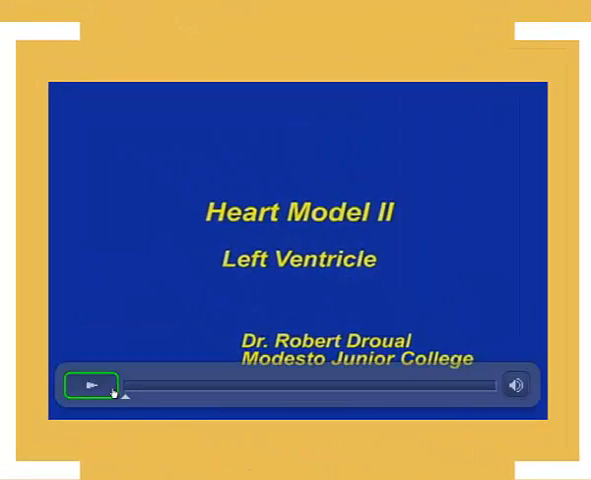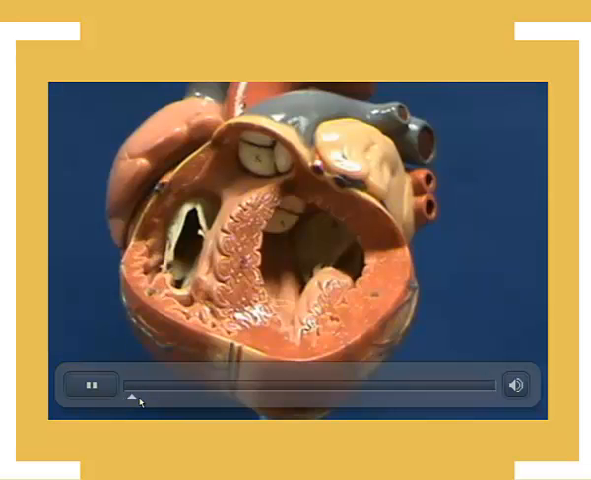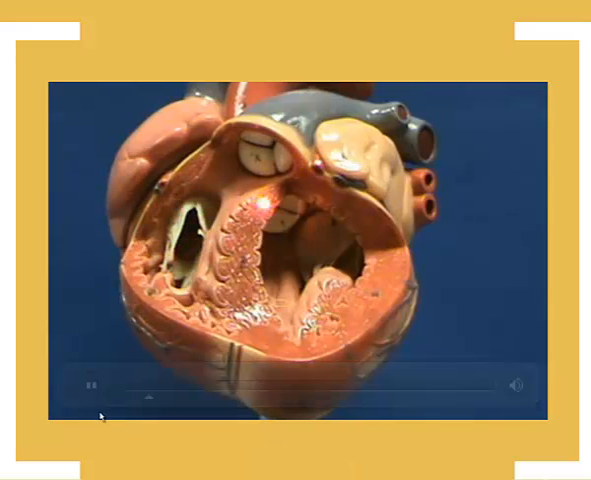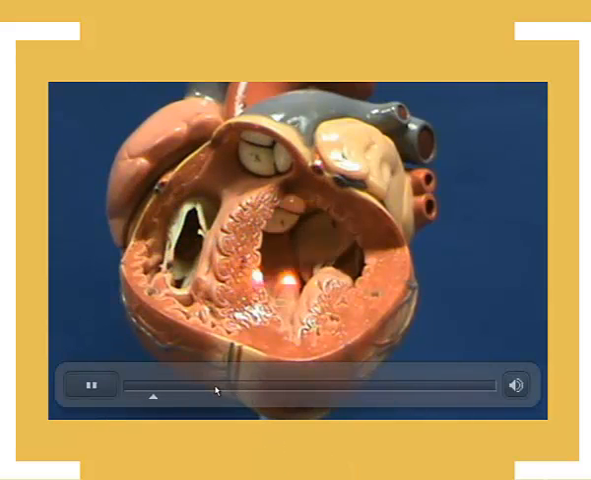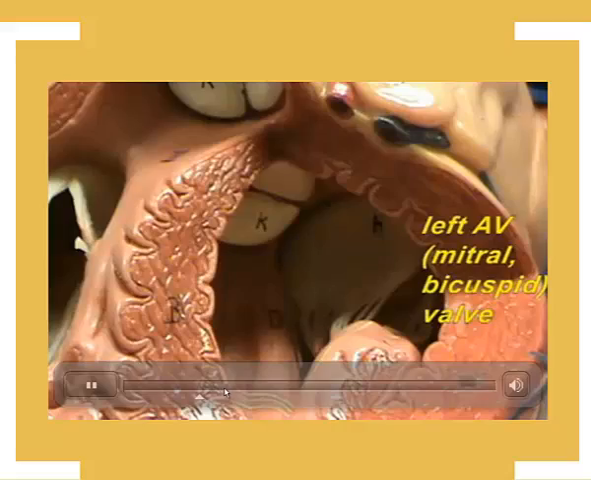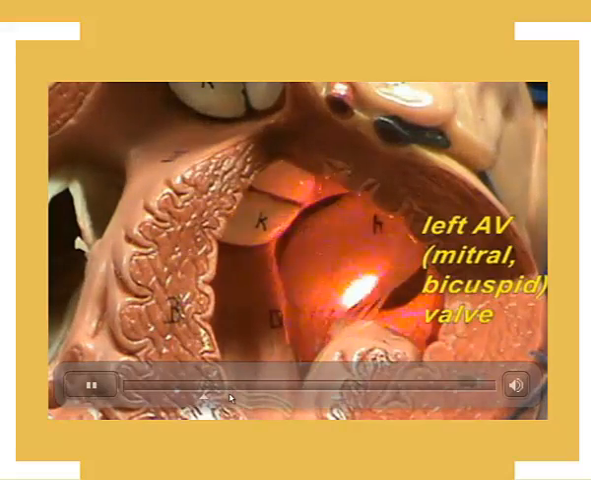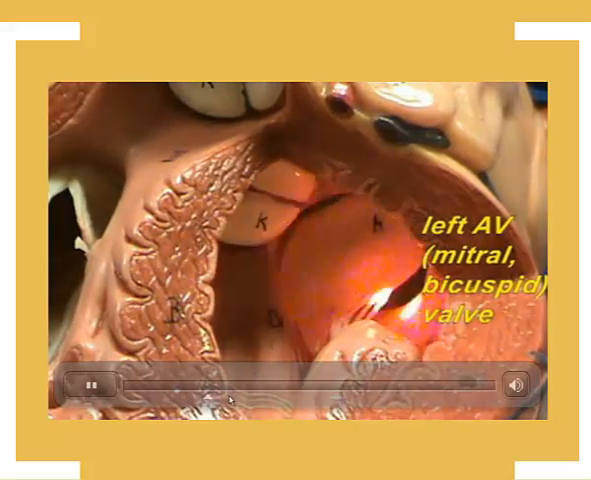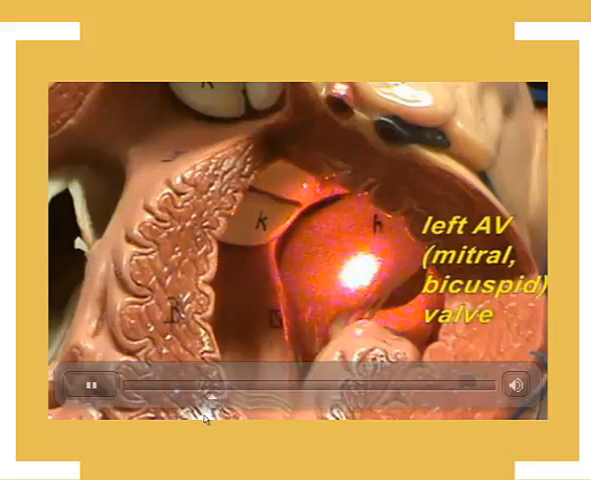It's another video about left ventricular opacification. Here's a view of the opened right and left ventricles again. Here is the right ventricle, here is the interventricular septum, and here is the mitral valve, also known as the left AV valve, the left atrioventricular valve.